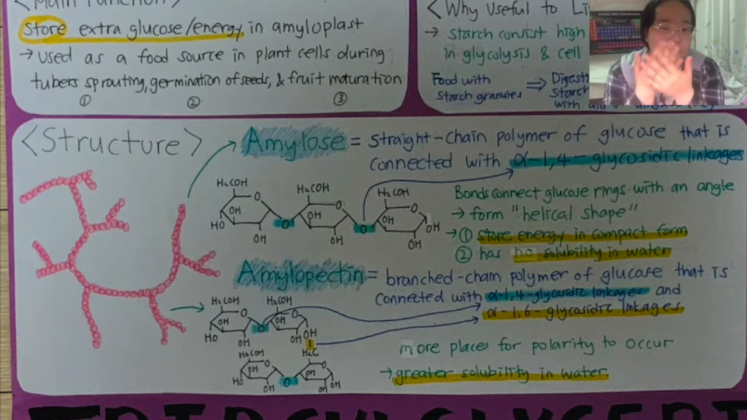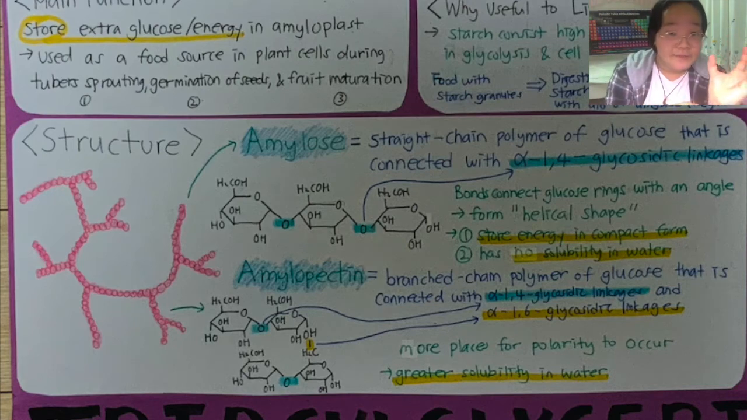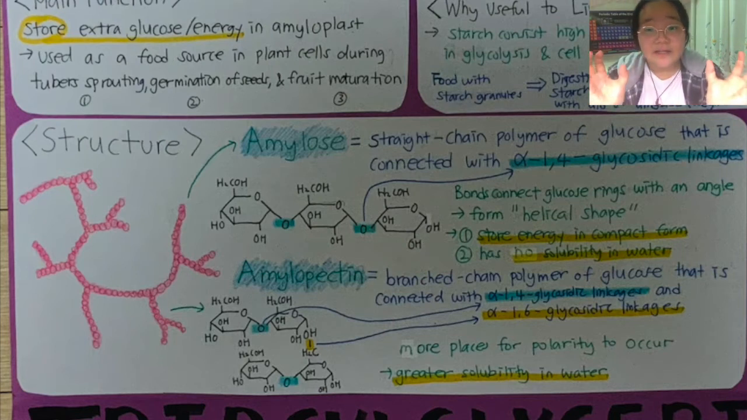Next up is the amylopectin. This form of starch is a branched chain polymer of glucose that is connected with alpha-1,4-glycosidic linkages and alpha-1,6-glycosidic linkages. So there are two glucose rings connected to one carbon-1 atom. As this macromolecule has a highly branched structure, there are more places for polarity to occur in the molecule and allow it to solubilize in polar water.